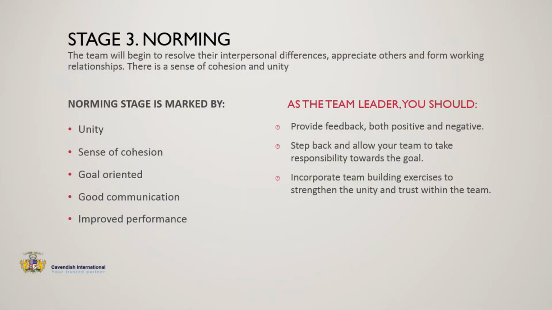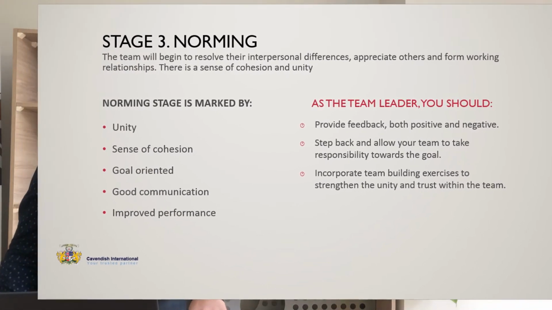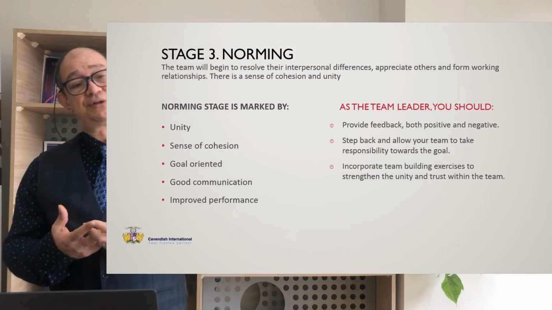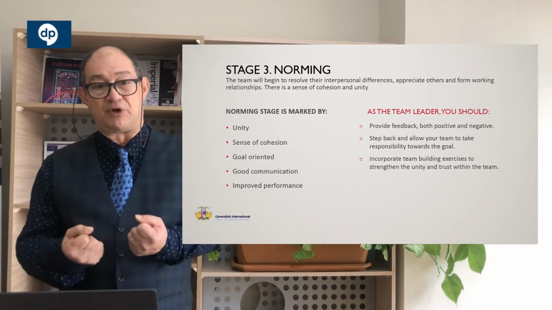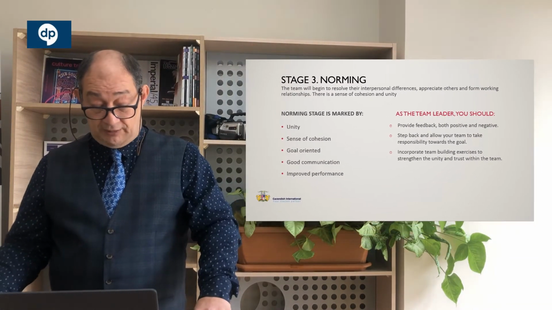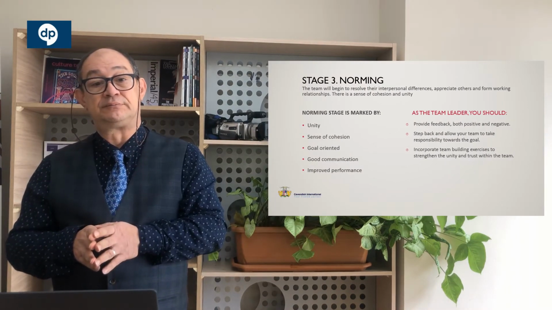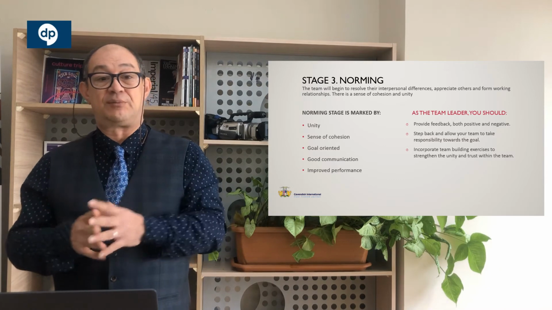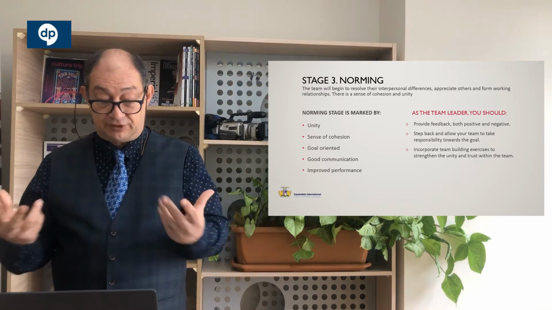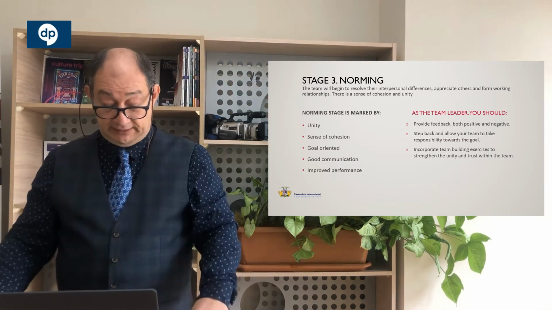Now, once we get over the storming stage, we're going to normalization. Here, we should be reaching unity at this stage. People can work together, they know how to treat each other. There's a sense of cohesion now that we are becoming one, we are becoming a team. We are well goal-oriented now, we know exactly what we are going to achieve, what is expected from us, and we have some idea of how we're going to get there.